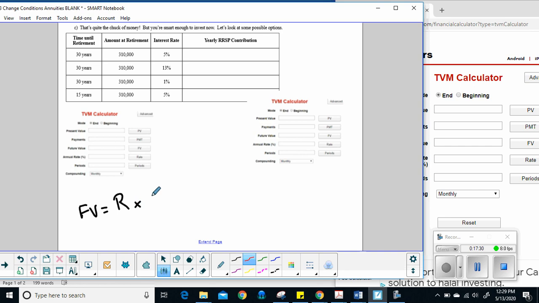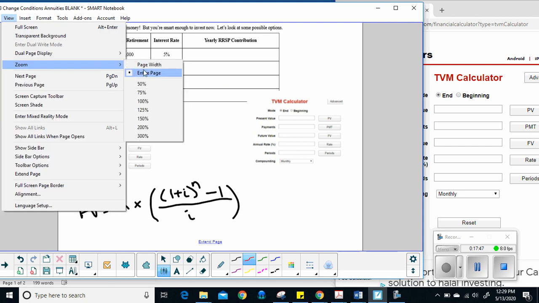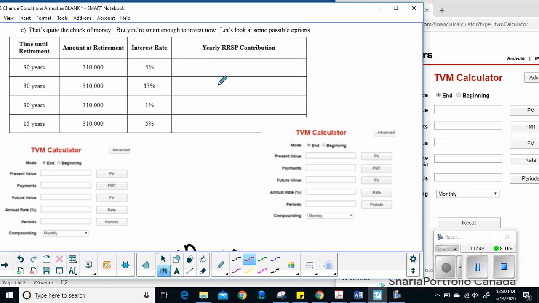So officially, the big equation looks like 1 plus i to the exponent n minus 1 all over little i, okay? And R is our constant payments. We're going to use the calculator instead to try out these different scenarios. So let's see here. We want 30 years. And this time we're doing like an RSP, so that means you're only contributing once a year. So our periods is going to be 30, because it's just 30 times 1, which is 30.